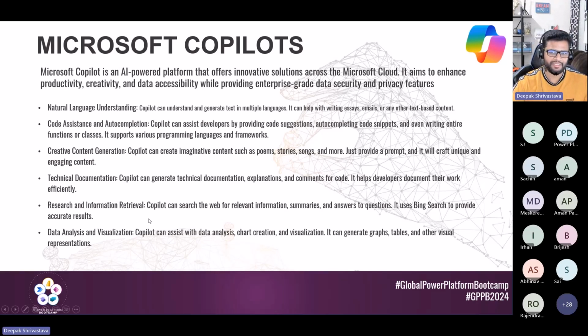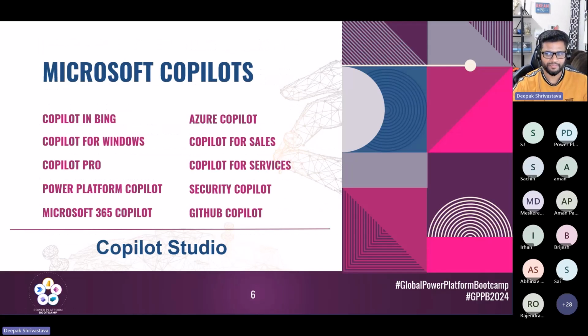Right? And some of the basic things that Copilot can do, and you can read, is natural language understanding. So as I said, it's more conversation. I can talk to my Copilot like I'm talking to you guys. They can assist in coding. They can create content, so PowerPoint, Excel. They can do documentation, so in Microsoft Word, data analysis, visualization. So all of these things, Copilot can easily do for us.